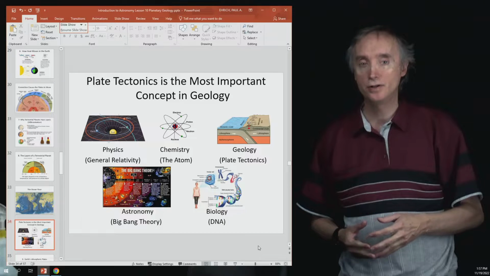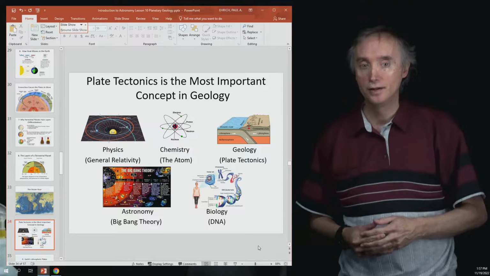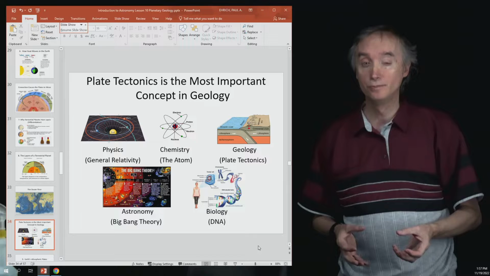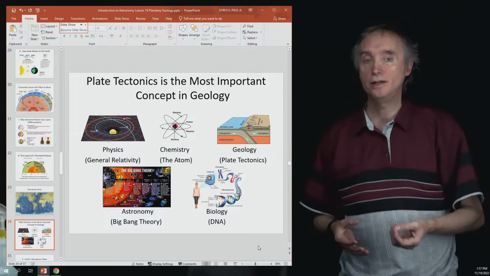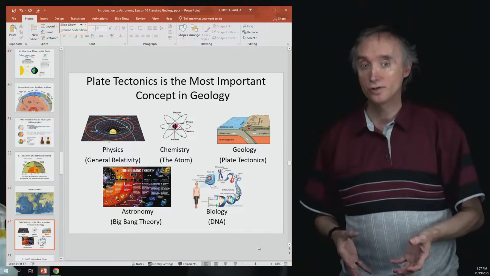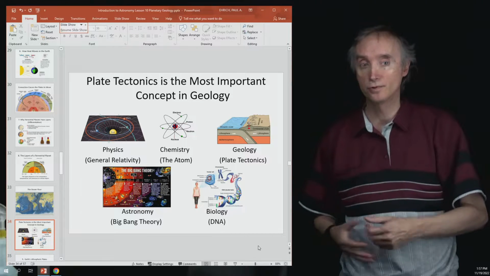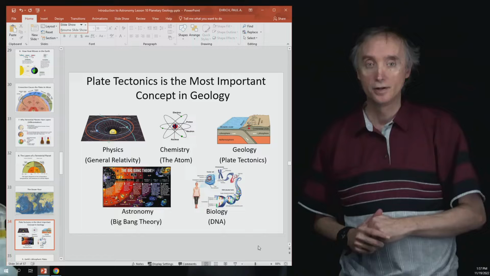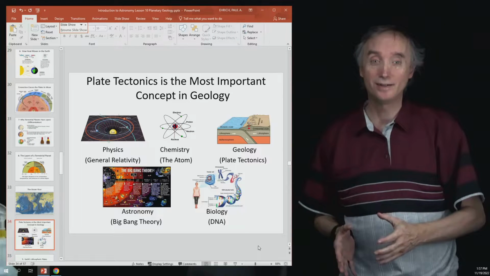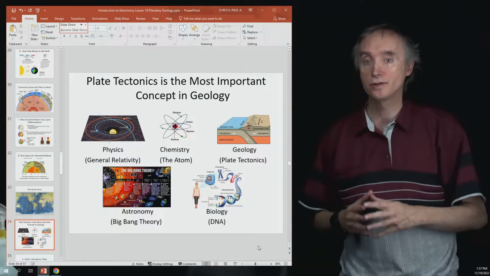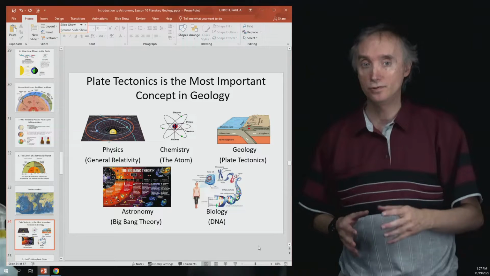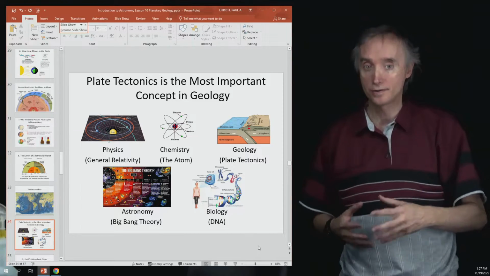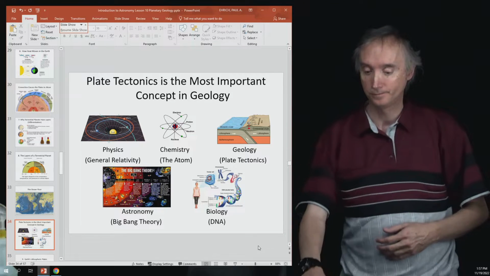And in biology, probably the most important thing was the discovery of the cell, and then the discovery of DNA, and then how DNA eventually makes proteins, which makes the cells of your body. So the main thing I want you to get is that plate tectonics is very, very important in geology. It's going to be used to explain a lot of different things.